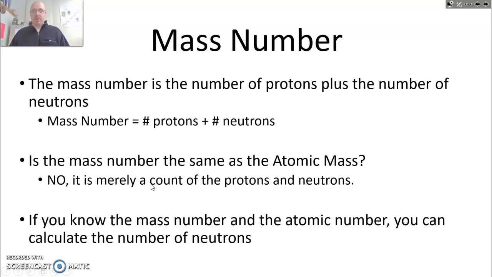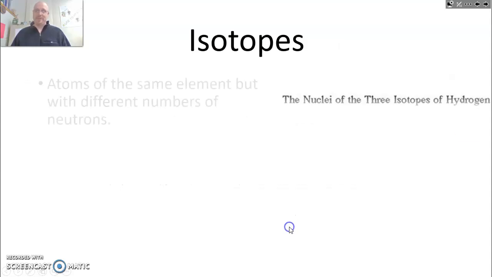Okay, and remember, if you know the mass number and the atomic number, you can calculate the number of neutrons. Why is that? Well, because remember, the atomic number is the number of protons. So mass number minus atomic number gives you the number of neutrons. And this is important because a lot of elements have different isotopes. And an isotope is an element that has different neutrons in it, and then it has different properties because of those. Okay, we'll talk about isotopes right now.